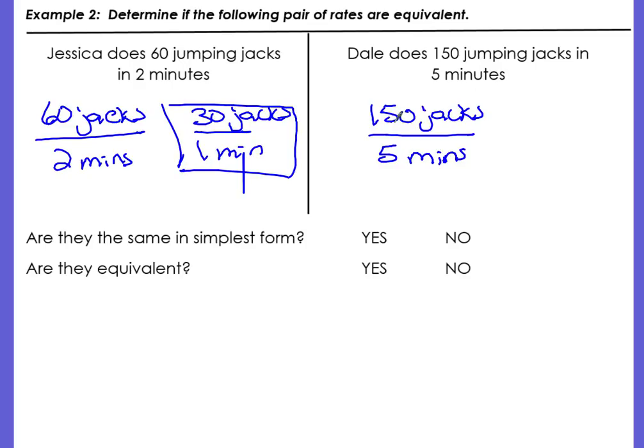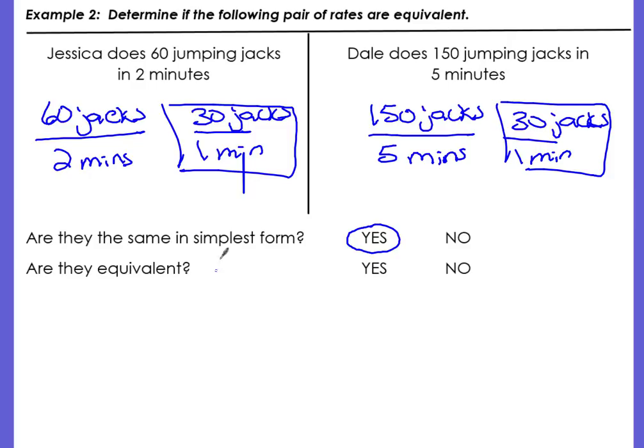Coming over here, is 150 divisible by 5 evenly? Yes, it is. So I can divide both by 5, and it's going to give me that Dale does 30 jacks in 1 minute. Are they in their simplest form? Definitely, yes. And are they equivalent? Well, Jessica does 30 jacks per minute and Dale does 30 jacks per minute. So yes, they are equivalent. They are equal. You can also say they are proportional.